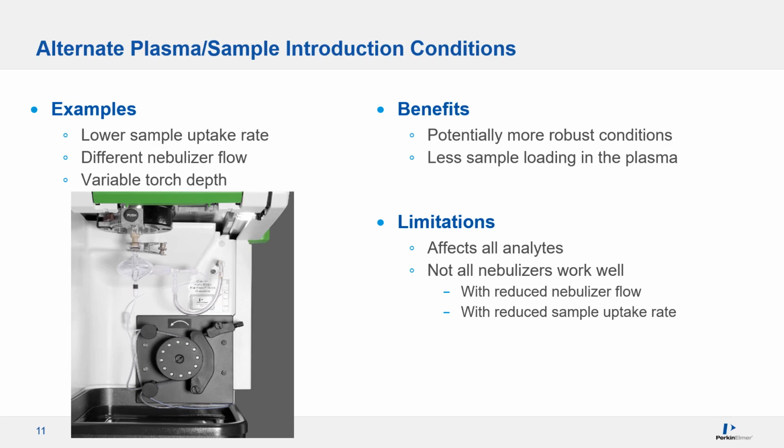In addition, not all nebulizers work well under these alternate conditions. Some nebulizers work best at certain nebulizer flows. If you change the neb flow, make it lower, or make it too high, it's not going to be as efficient, and it may lead to sputtering, which will lead to decreased precision. In addition, some nebulizers are optimized for certain sample uptake rates. So if we use a sample uptake rate that's too low, again, we'll not generate an aerosol efficiently, which means we could have higher RSDs and worse precision.